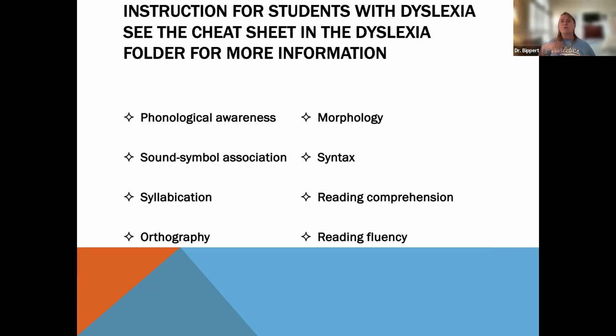Reading comprehension, of course, is comprehending and understanding what was read, and then reading fluency. That is a student's ability to read smoothly, relatively quickly, and have the right vocal inflection. We call it prosody. So it's speed, accuracy, and prosody, but it also includes comprehension. So if a student sounds fluent, they're fluent if they also understand what they've read. That's another thing to keep in mind.